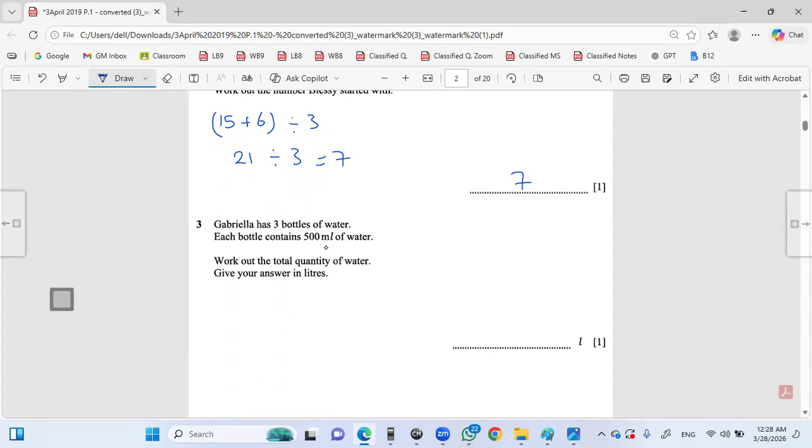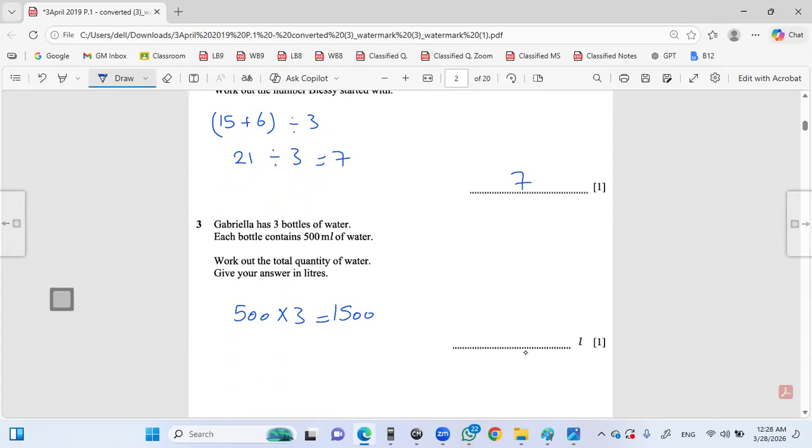Gabriella has 3 bottles of water. Each bottle contains 500 milliliters of water. Work out the total quantity of water. Mister, this is actually a question that is for like third graders or something. All right, so we do 500 multiplied by 3 bottles, which is going to give you 1,500.